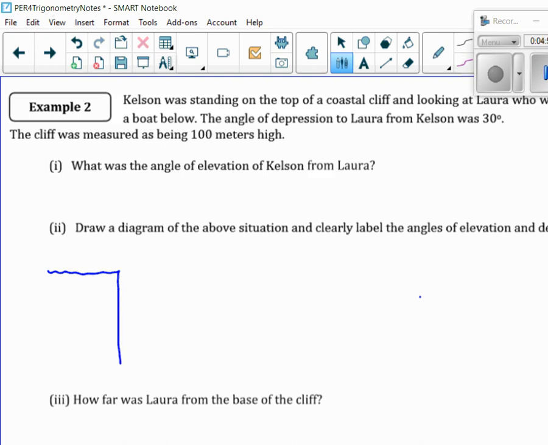Look, here is a cliff. And here is the water, right? Here's the water. Here's the cliff, right? Here's Kelson. I'll put K for Kelson, right? Yes? And Laura's in some boat somewhere. So here's a boat, right? Here's Laura. Yes?